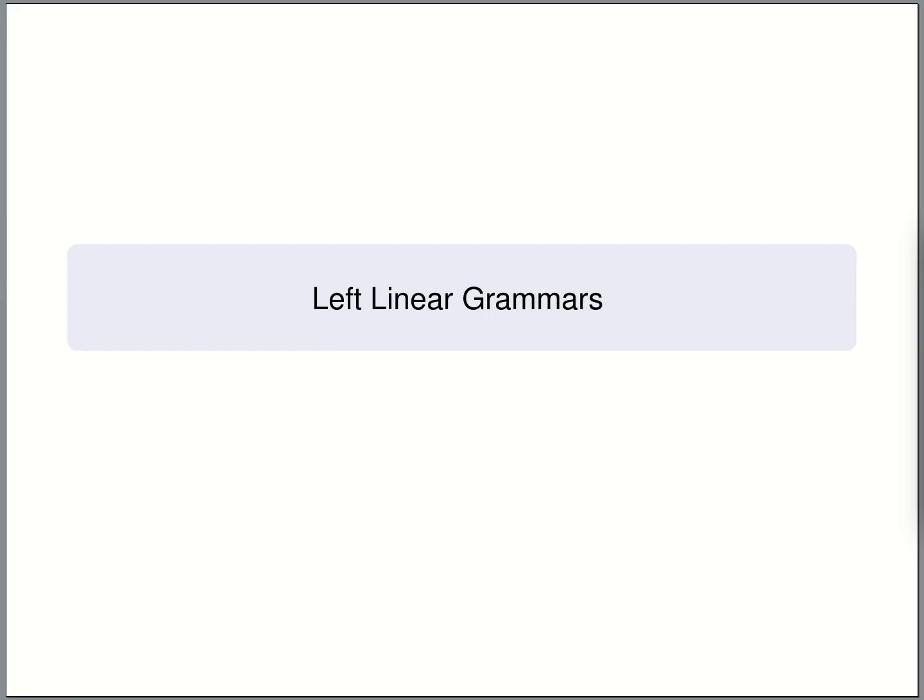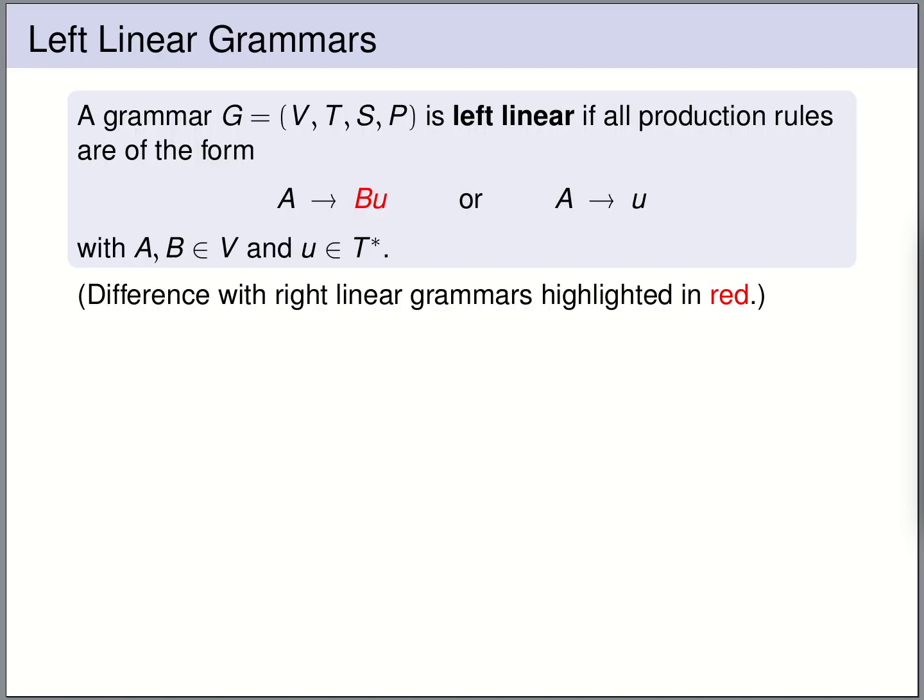So we have seen that right linear grammars give rise to regular languages. But what about left linear grammars? Left linear grammars are defined in a way very similar to right linear ones. The only difference is highlighted in red here. The variable in the right-hand side of the production rules is now not at the right end of the right-hand side, but at the left end of the right-hand side.